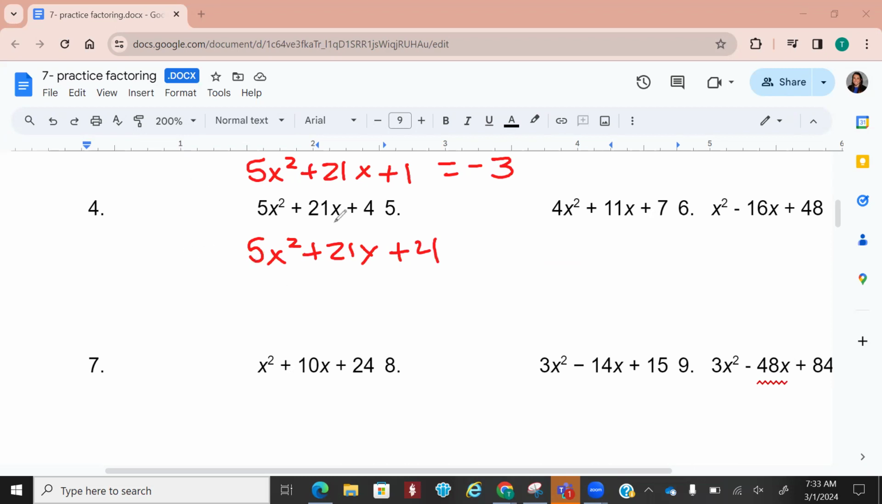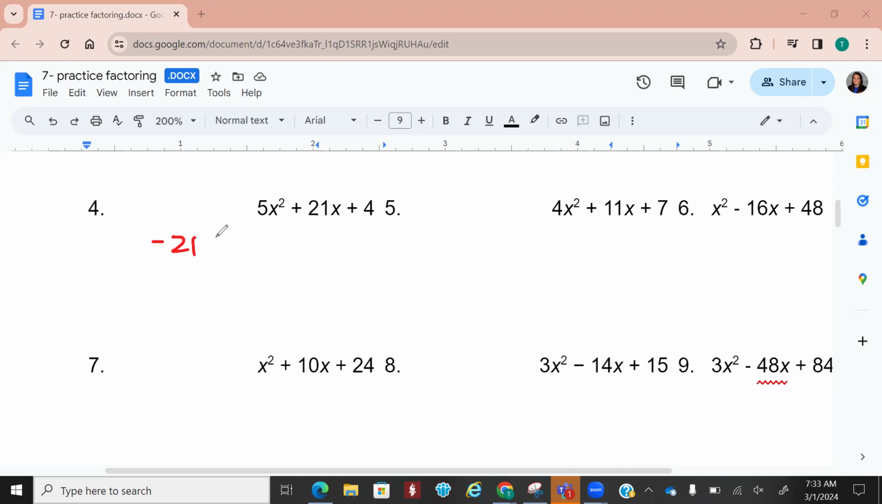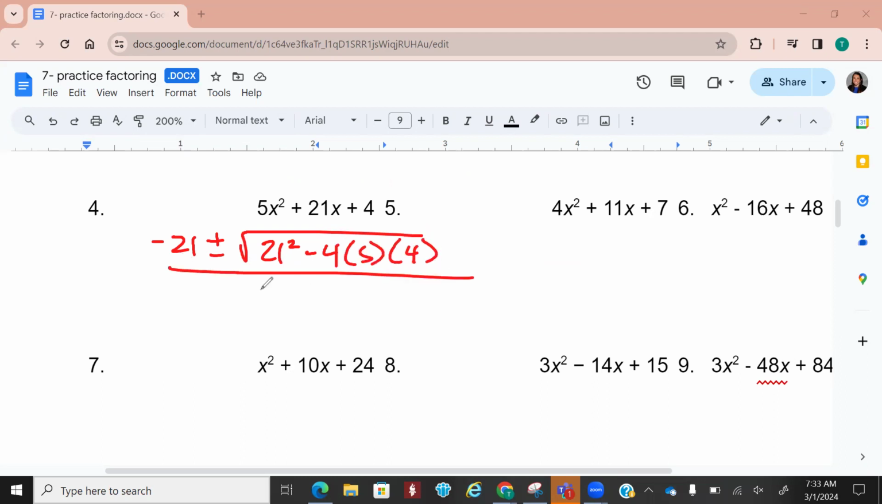Okay, now let's check your work. Or have y'all tried number 4? Better question. All right. Okay, so if we plug it in, that's going to give us negative 21 plus or minus 21 squared minus 4 times 5 times 4 all over 2 times 5.